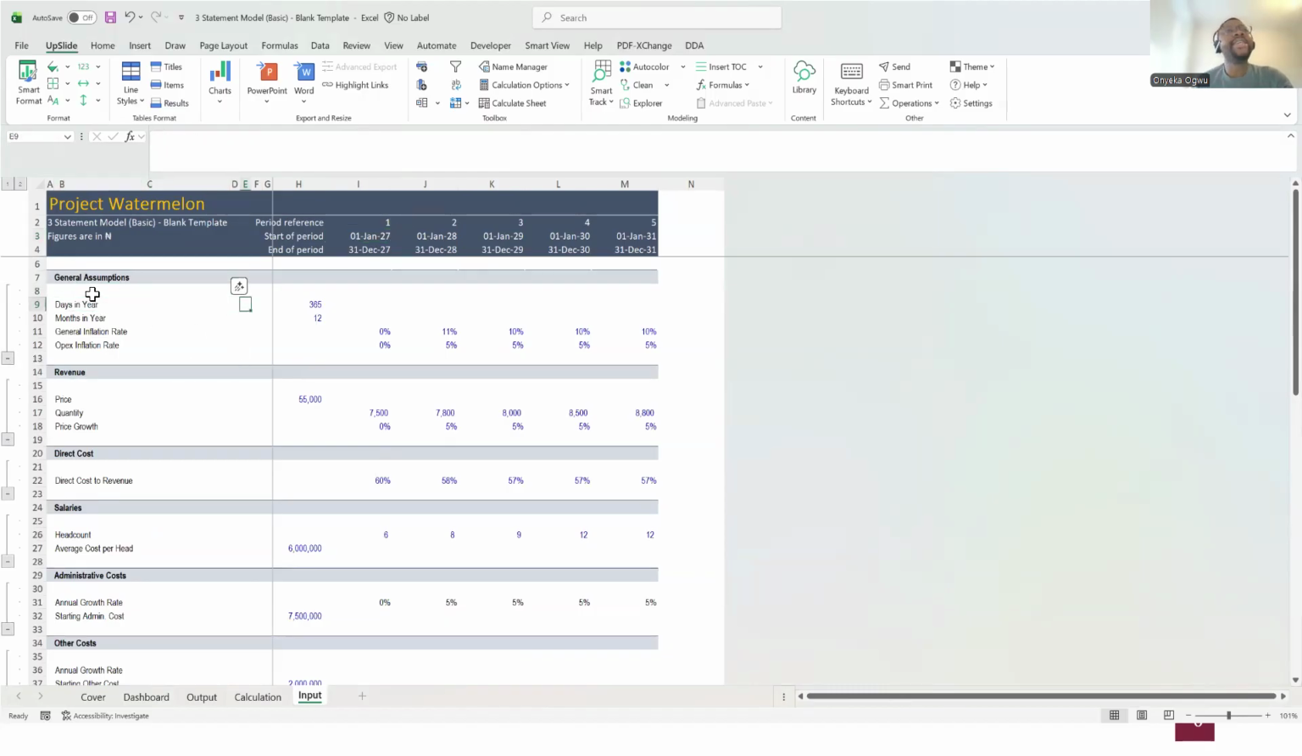So they gave us how many days in the year, right? How many months in the year? Okay, that's fine. They gave us inflation rates. That means this inflation is high. Maybe it's Nigeria, right? They gave us inflation rates and OPEX inflation rates. That means the general inflation rate means general things should increase by this amount. OPEX inflation rate means OPEX should increase by this amount. That's what they mean, right?